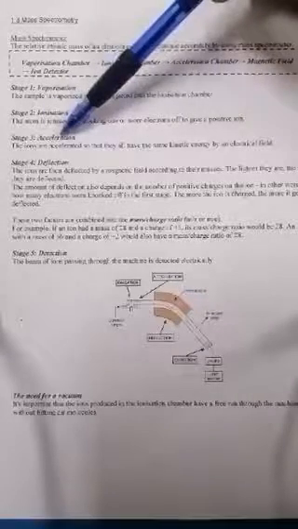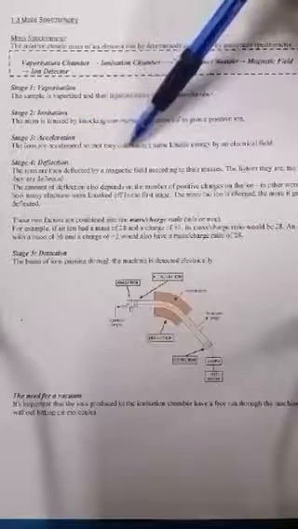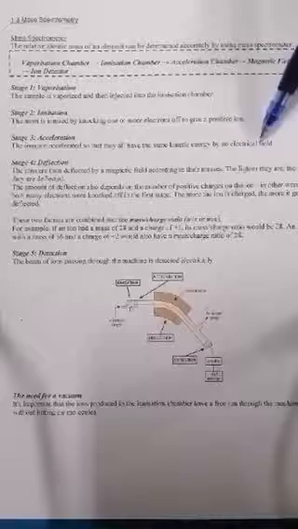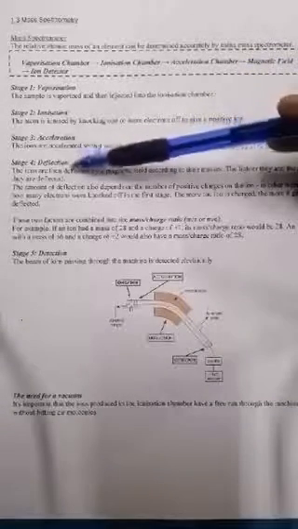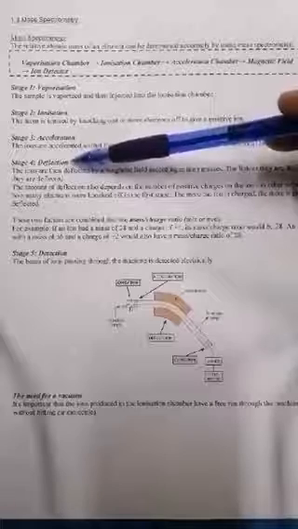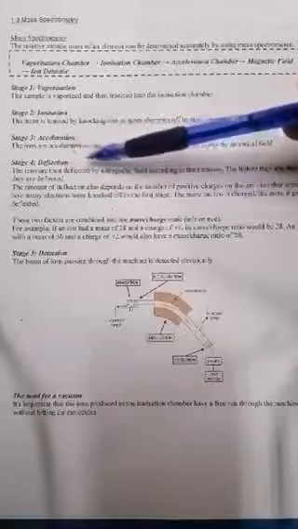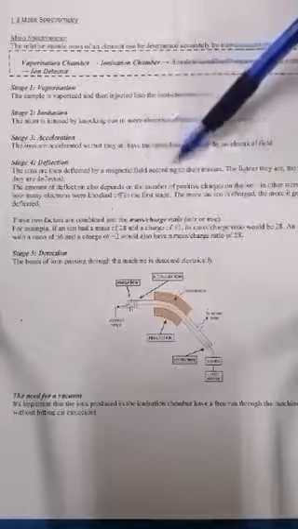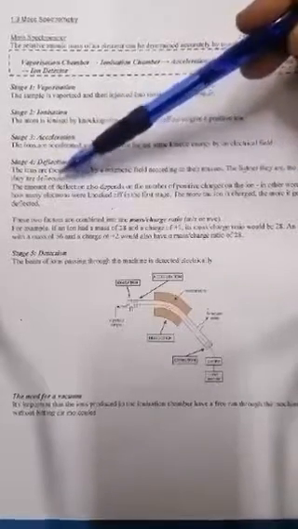Stage 3, acceleration. The ions are accelerated by an electrical field so that they all have the same kinetic energy. After that, it will enter stage 4, where the deflection happens. The ions are then deflected by a magnetic field according to their masses. The lighter they are, the more they are deflected.